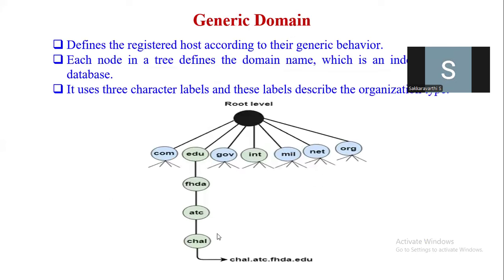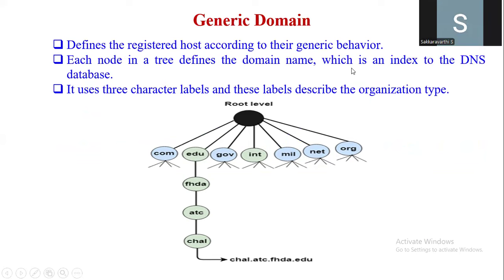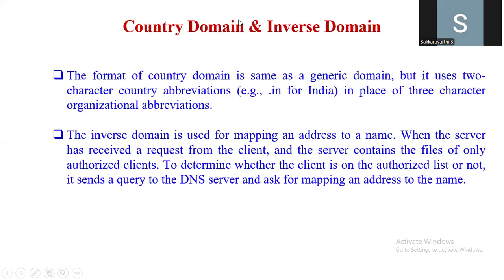Let's see the generic domain with an example. We can access it in a hierarchical manner, right? For example, chal.atc.fhdi.edu defines the registered host according to the generic behavior. Each node in the tree defines a domain name, which is an index to the DNS database. It uses three-character labels, and these labels describe the organization type. Then the country domain and inverse domain.